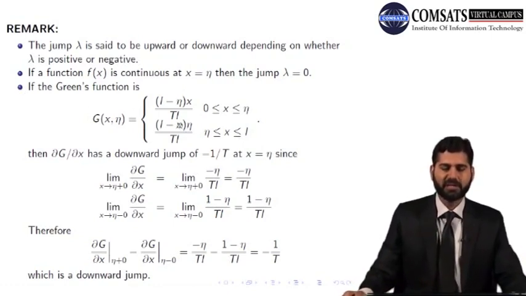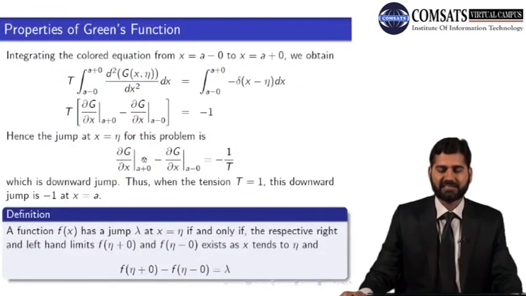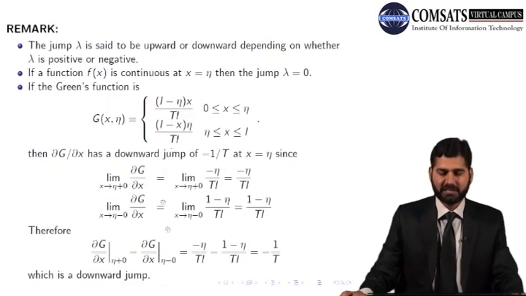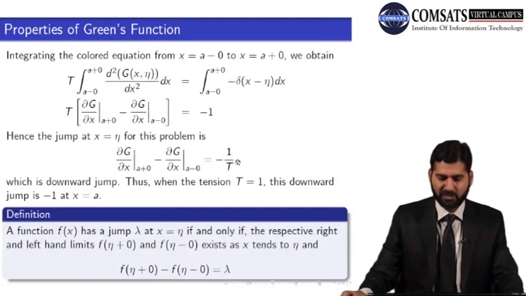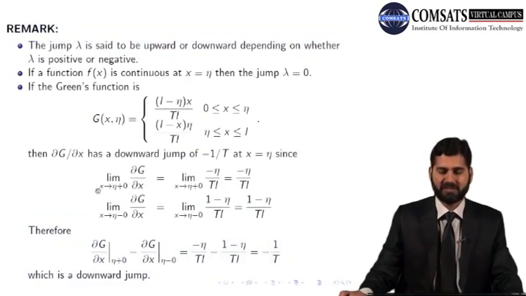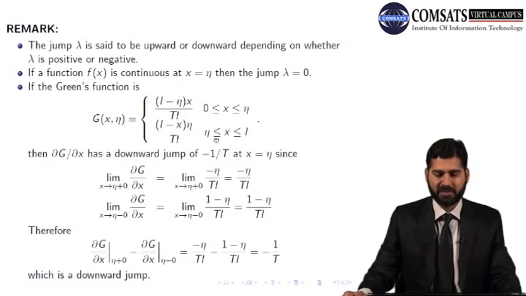If the Green's function is this one, the same Green's function which we obtained in the last lecture, g(x, eta) = (L minus eta) x over TL, and (1 minus x) eta by TL, then partial g by partial x has a downward jump of negative 1 over t at x equal to eta. We proved it over here as well. We can prove it from here as well. This gives you one more proof of this statement. So if we take the limit as x goes to eta plus 0, that means x is greater than eta.